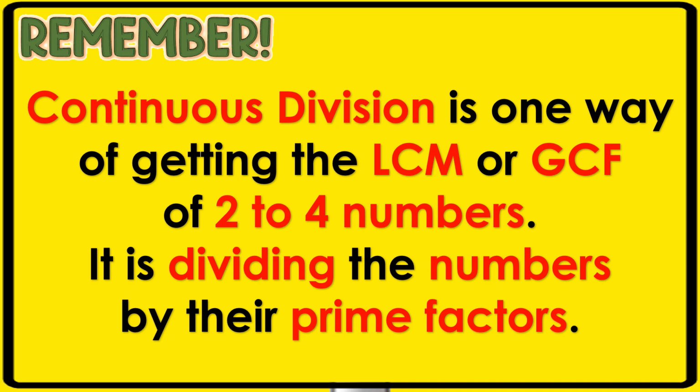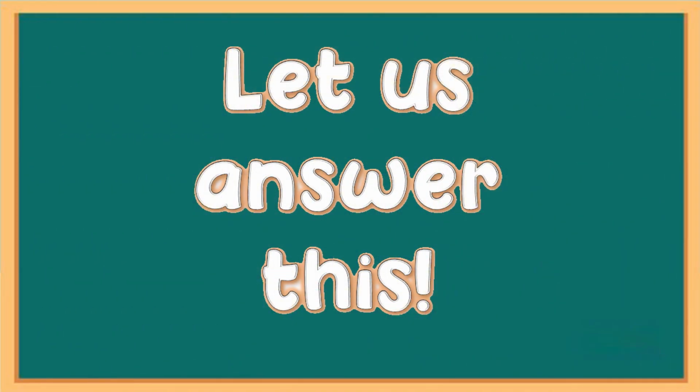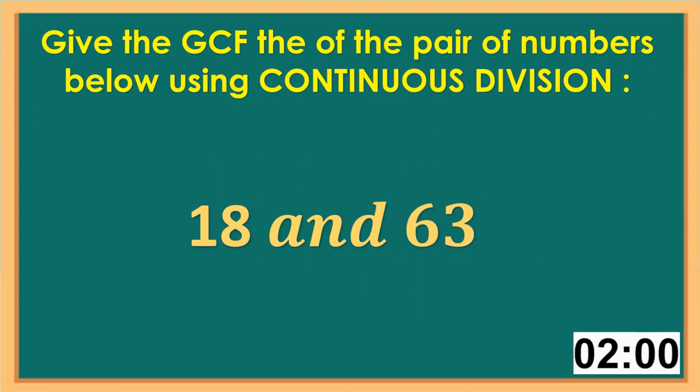Remember, continuous division is one way of getting the LCM or GCF of 2 to 4 numbers. It is dividing the numbers by their prime factors. Let us answer this. Give the GCF of the pair of numbers below using continuous division. 18 and 63.